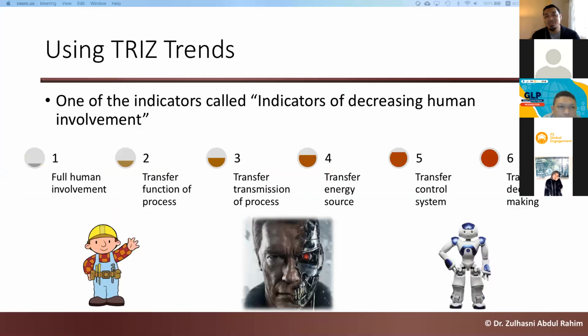I will show you one example, called the trend of decreasing human involvement. Whatever engineering system you have, it moves toward less dependency on humans. First you do work with a lot of human labor, then you transfer certain elements into a system, then the mechanism, then the energy source, then more of the control system, and lastly all the decision making, which makes the system not dependent on humans. So the progression from 1 to 5 is a trend.